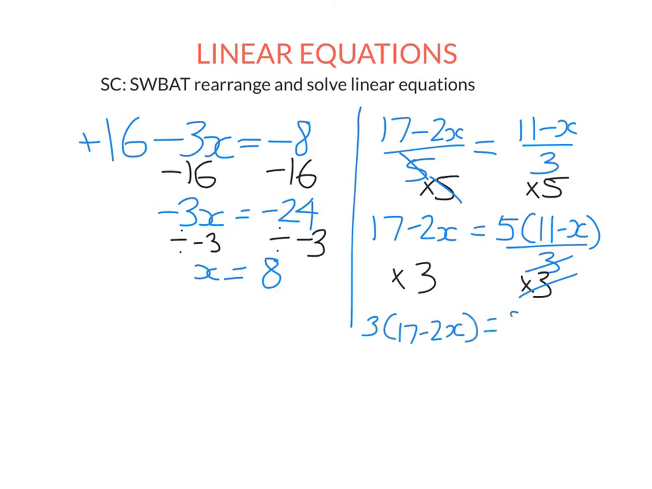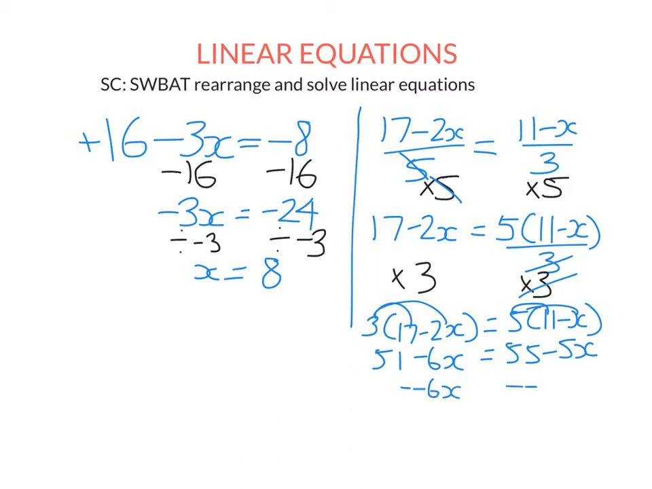Now what I want to do is expand the brackets. I haven't even begun solving yet. So 3 times 17, 3 times minus 2x, 5 times 11, 5 times minus x. When you have the pronumeral, i.e. the letter, on both sides of the equation, you subtract the one with the lowest coefficient, the lowest number in front of it. So minus 6 is lower than minus 5. So I'm going to subtract minus 6x from both sides. Of course, subtracting minus 6 is the same as adding.